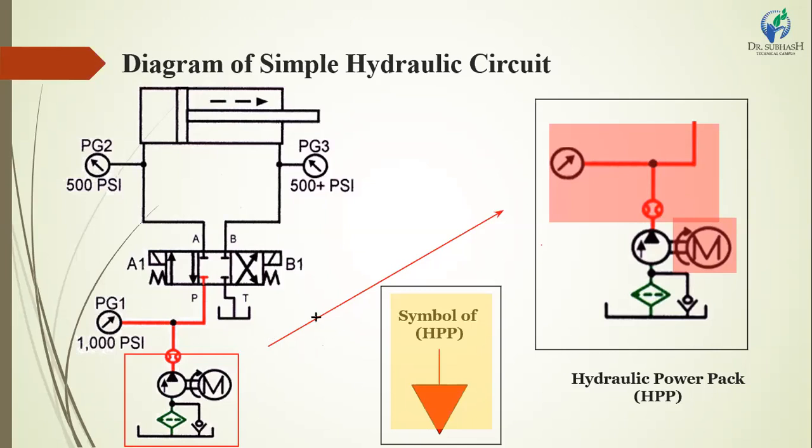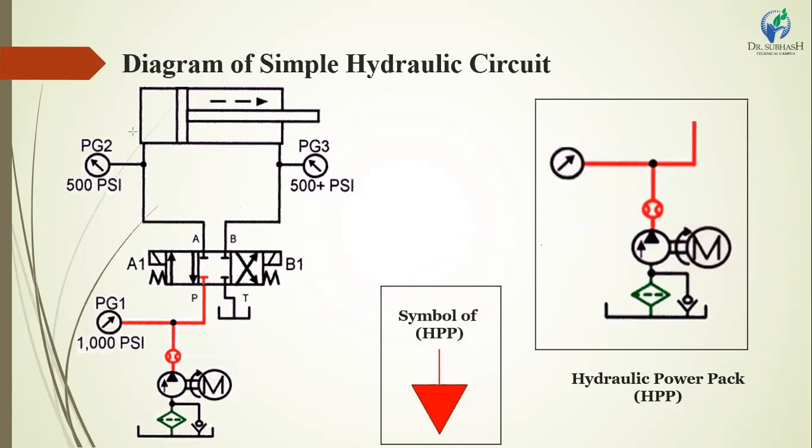We will study this in a simple hydraulic circuit. The hydraulic power pack is mentioned in a different color. This is the hydraulic power pack. First, the hydraulic oil passes from the hydraulic pump and enters the direction control valve. This drawing, in this color, is the direction control valve.